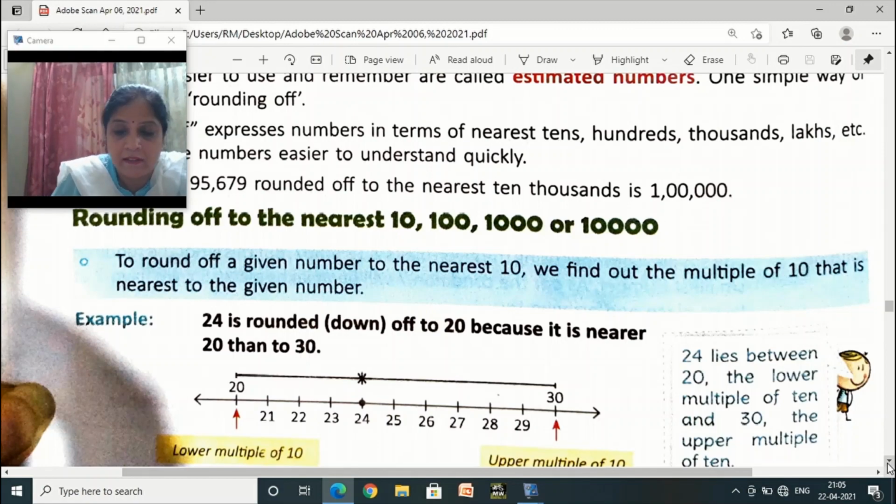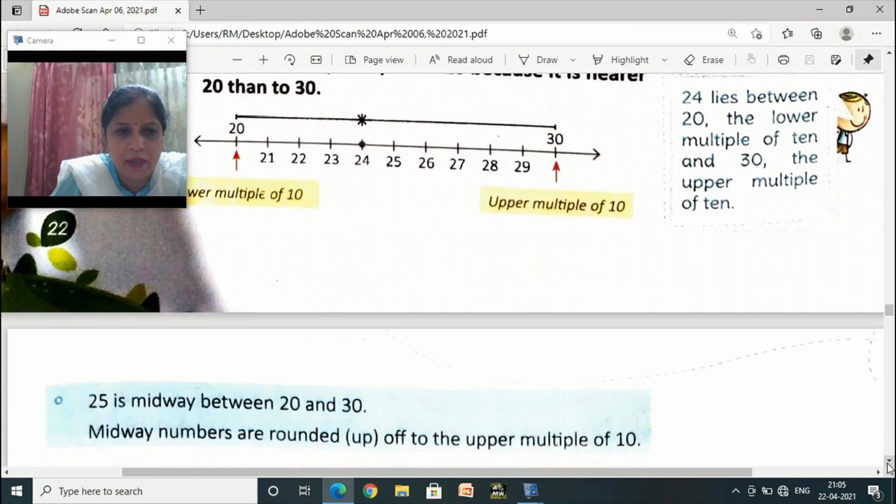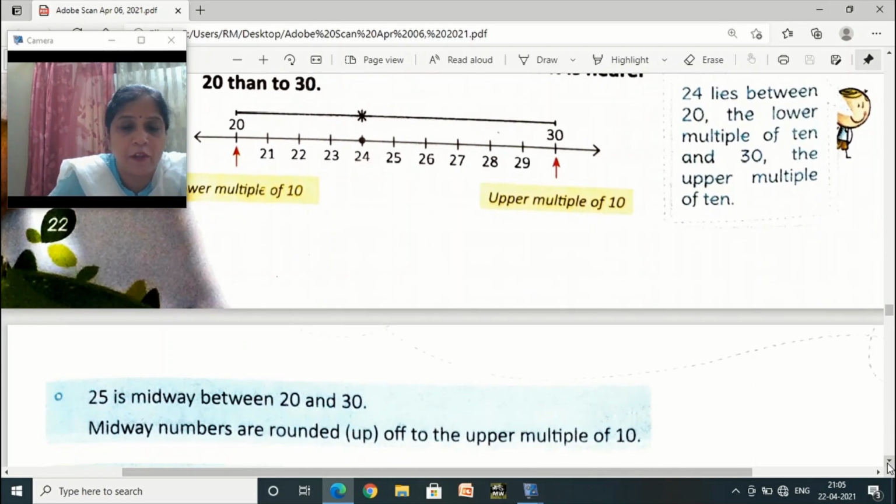Similarly, one more example, we will say 25. You can say 25 is midway between 20 and 30. Midway numbers are rounded off to the upper multiple of 10. That means midway numbers are always rounded to the upper multiple of 10.